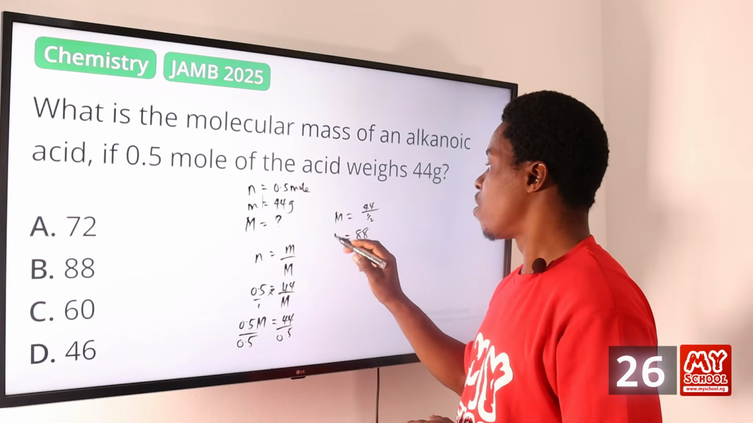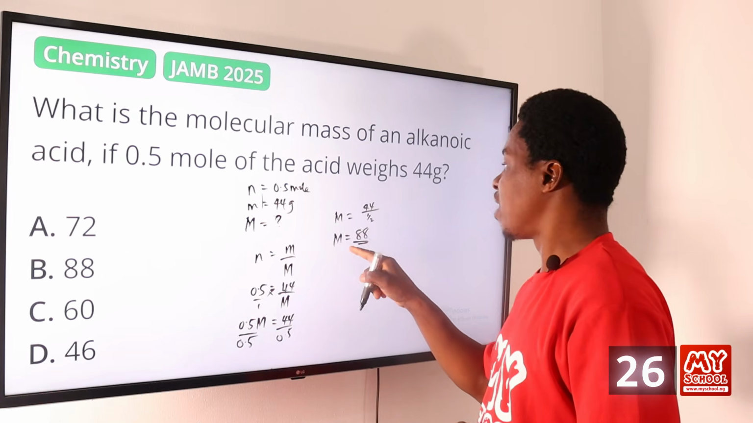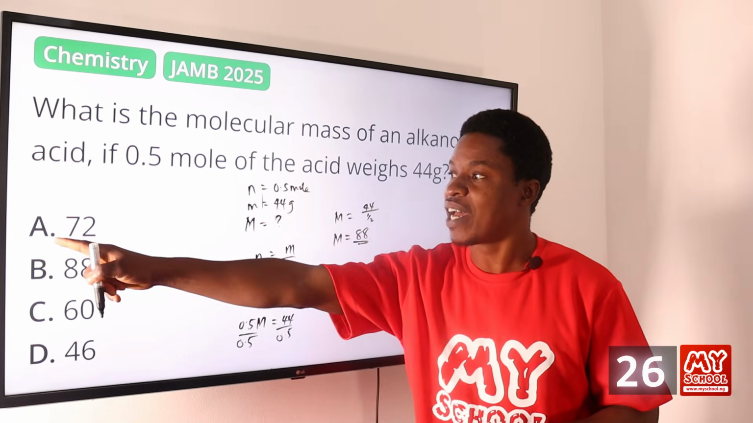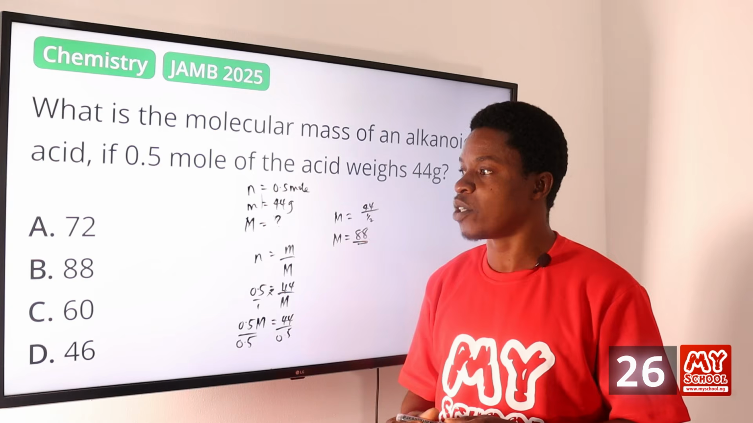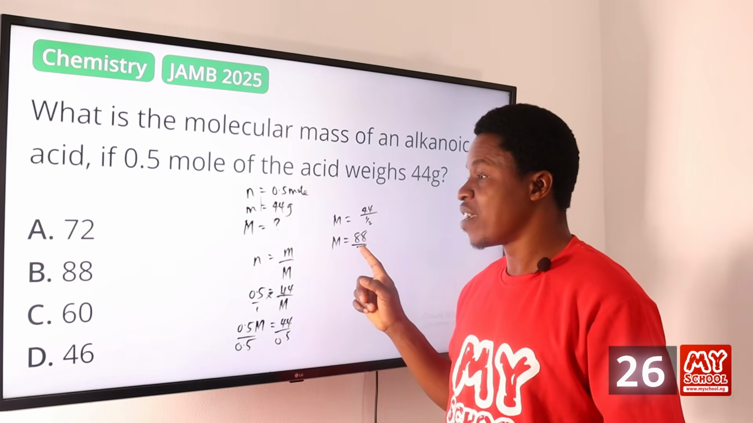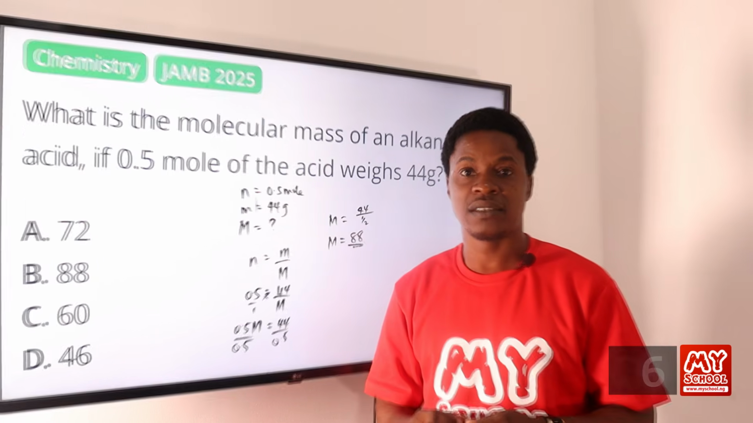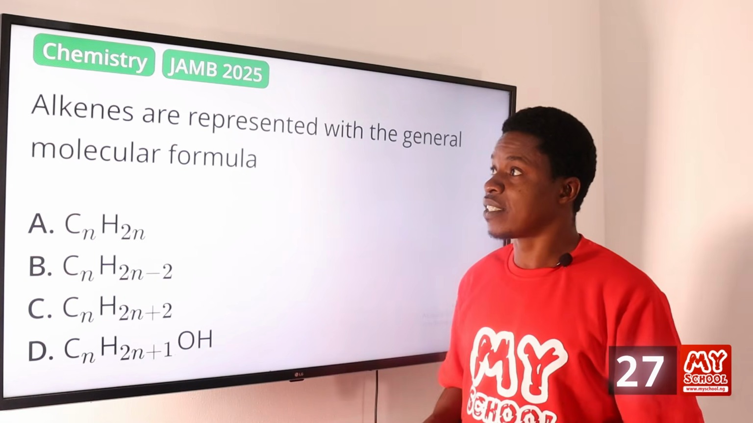That is 88. So the molecular mass of the alkanoic acid is actually 88. So we look at the options. Option A says 72, option B is 88, option C is 60, option D is 46. From what we had here, the correct answer is option B, 88. Now let's move on to question number 27.